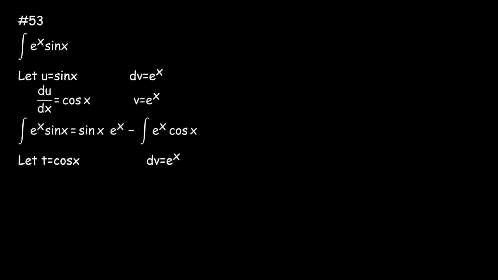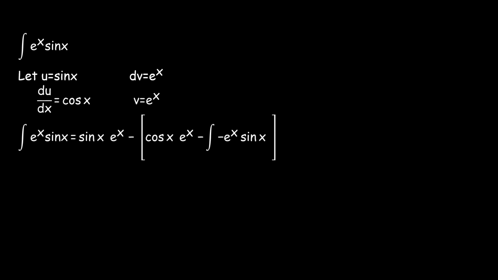Okay, so we're going to let t be equal to cos x and dv equal to e to the power x. Differentiating and integrating respectively, we're going to have dt being negative sine x and v being e to the power x. Okay, let's go ahead and substitute these right into the equation. We would have sine x e to the power x minus [cos x e to the power x minus integral of e to the power x times negative sine x], right? That will turn into positive. Okay, expand the brackets.